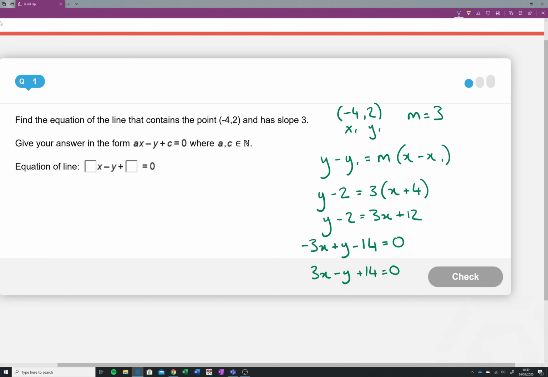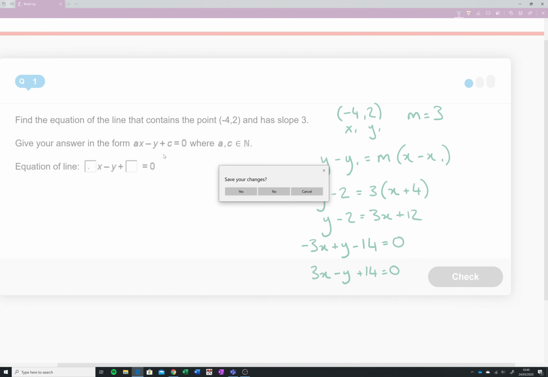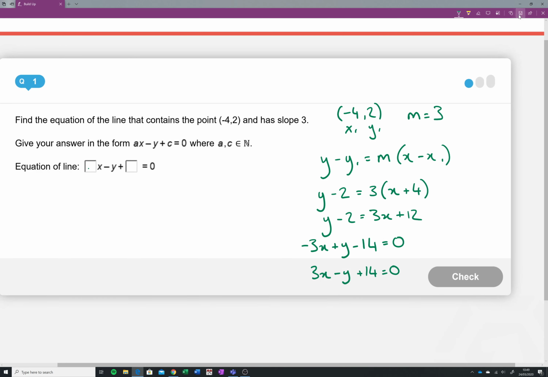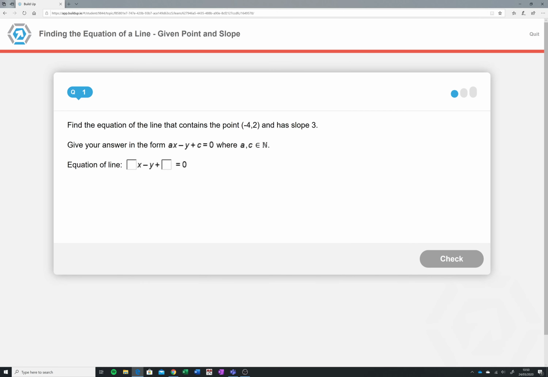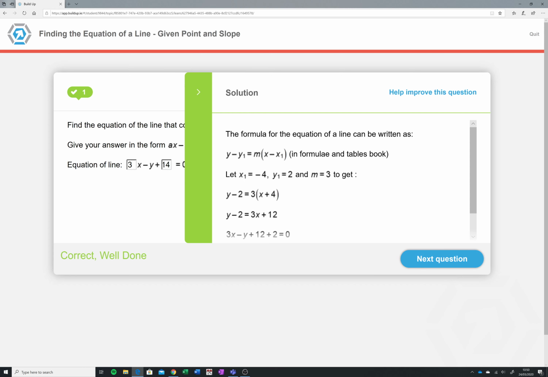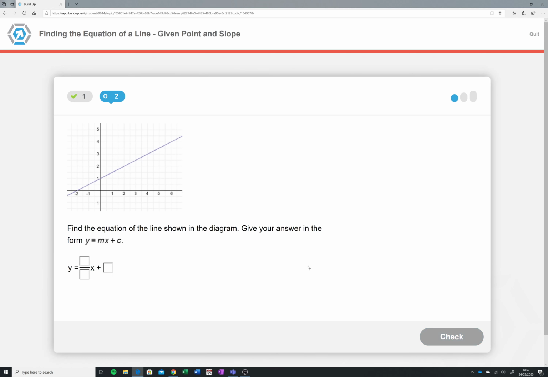We need to go over here, and we need to fill in how many x's we have. Gotta actually take it off pen mode. Boom, boom, boom. If only I actually knew how to do that. I think this will simply do it, and it has. Okay, it has not, I should say. Save your changes, no. Okay, so we got, I think it was 3x, and we got 14. And I'm going to press check here, and there we go. Correct. Well done. Next question.